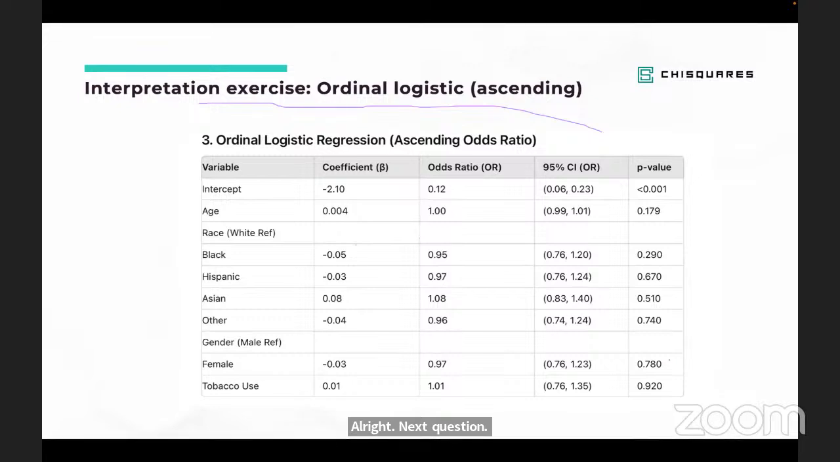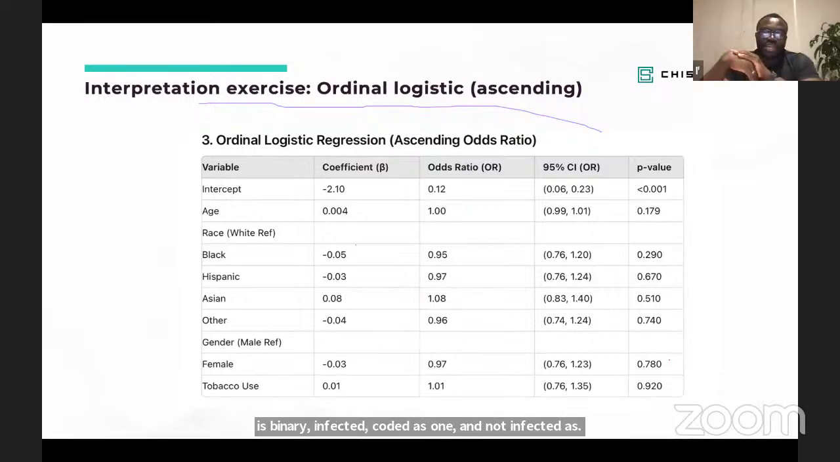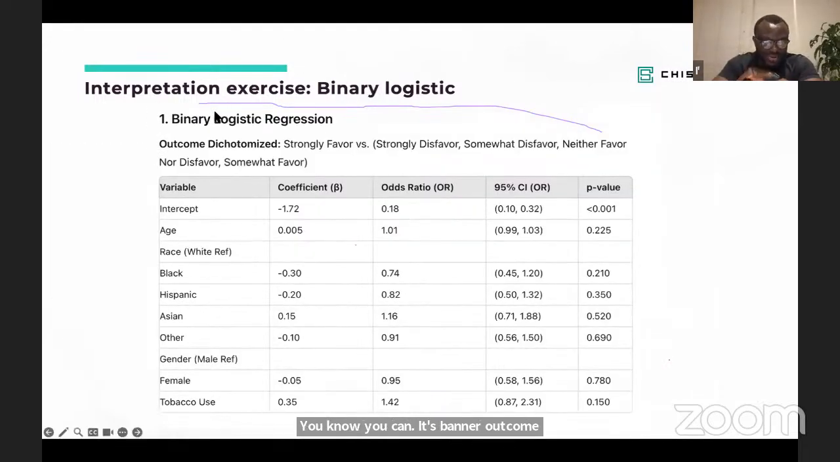What are the recommended established statistical models that can be used to predict mass drug administration endpoints for hookworm infection, which is binary, infected coded as 1 and not infected coded as 0? Well, it's a binary outcome, the very topic of what we're discussing: binary logistic regression. You can use binary logistic regression.